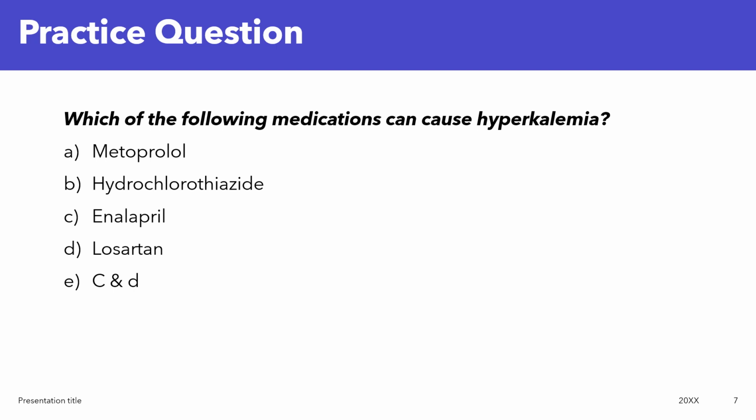If you wrote E, C and D, you are correct. So the answer is enalapril and losartan. So E, C and D. Both ACE inhibitors and angiotensin receptor blockers can cause hyperkalemia.